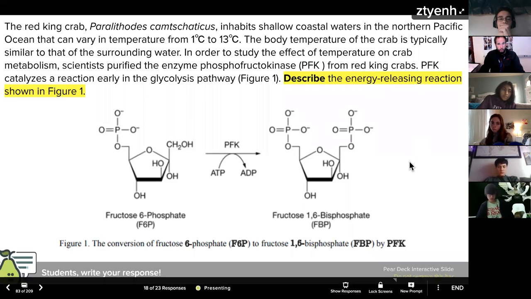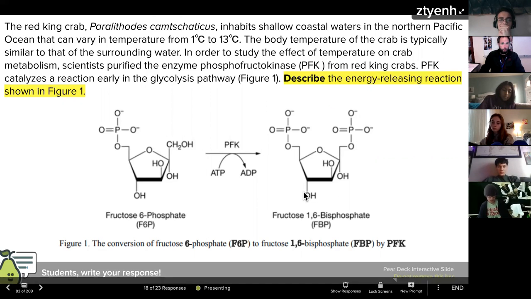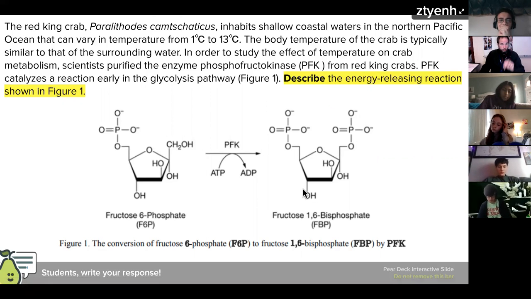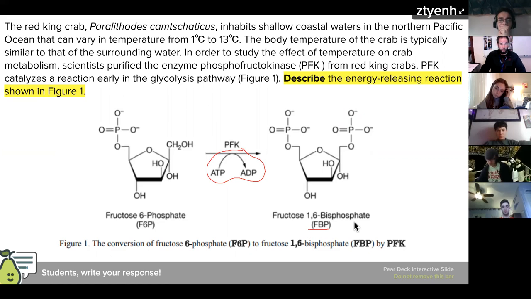Well, the first thing that we want to make sure we're recognizing is that there's two reactions taking place here, right? There's the catabolic breakdown of ATP, which we have shown here. And we have the anabolic synthesis of this molecule, which you've never seen before. You don't have to have seen it before to answer this question. Fructose 1,6-bisphosphate, which is abbreviated FBP for short.